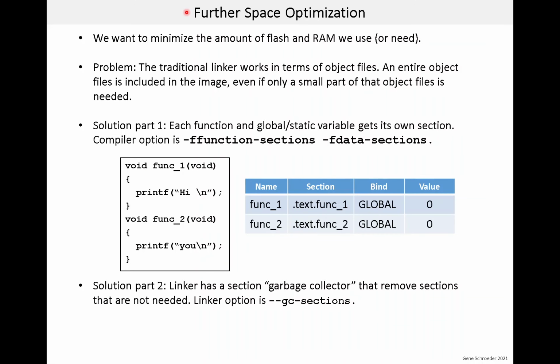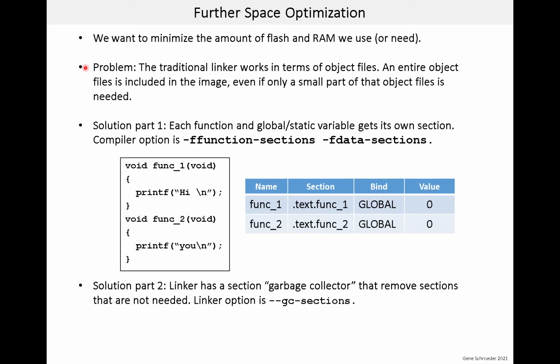It is always the case we want to minimize the amount of flash and RAM we use or need. This is especially true with microcontrollers, which might not have a lot of memory. As mentioned earlier in this lesson, the linker does try to minimize usage when pulling object files from archive libraries, but we can do a lot better.